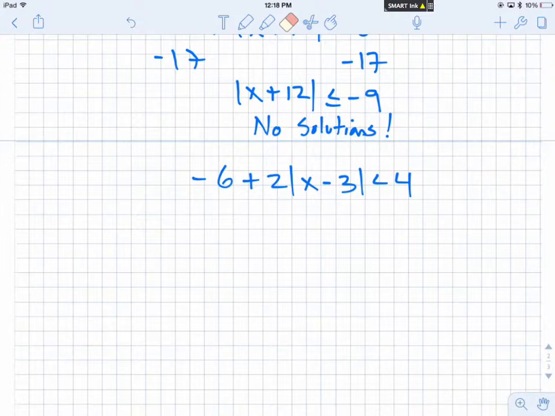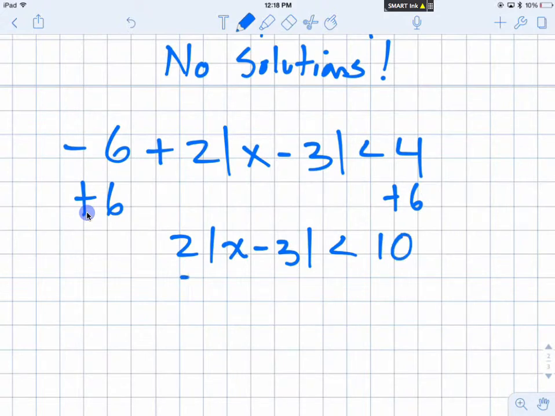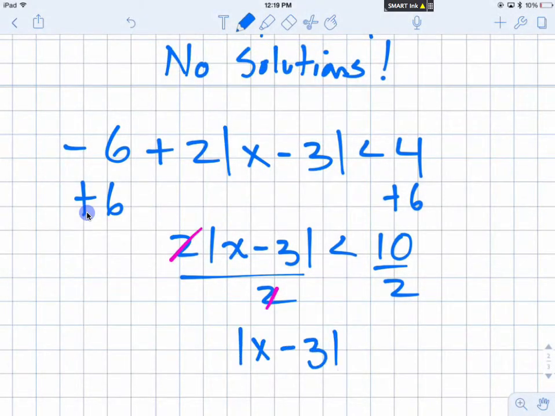Okay, so I think, again, the first thing we want to do is isolate our absolute value. And we're going to do that by first adding 6 to both sides of our inequality. We have 2 times the absolute value of the quantity x minus 3 is less than, let's write that a little more neatly, less than 10. I think we need to divide by 2 on both sides. 2 divided by 2 is 1. Amazing. And we have isolated our absolute value of x minus 3, and that must be less than 10.